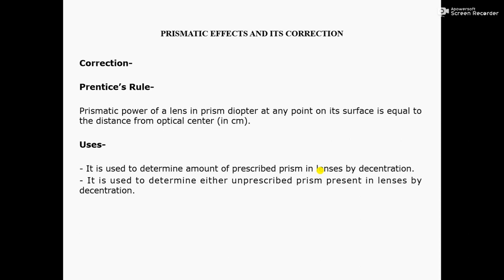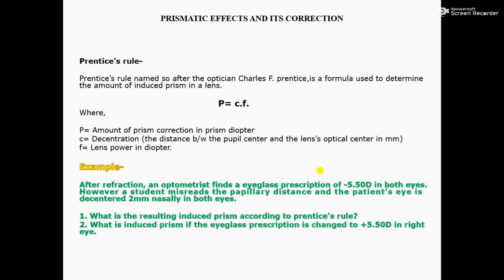The formula of Prentice's rule is P equals C times F, where P is the amount of prism correction in prism diopters, and C is decentration. Decentration means the distance between the center of the pupil and the lens optical center in millimeters. F means lens power, the spectacle power in diopters.